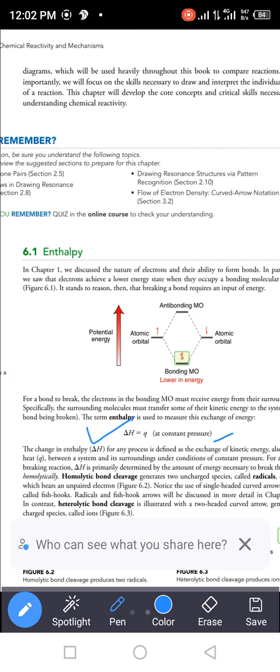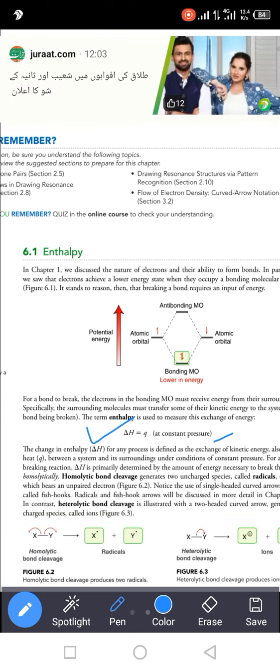The total heat content of a system is also called enthalpy, and the energy which is used from surrounding to system in order to break down a bond at a constant pressure is also called enthalpy. Enthalpy is represented by delta H.